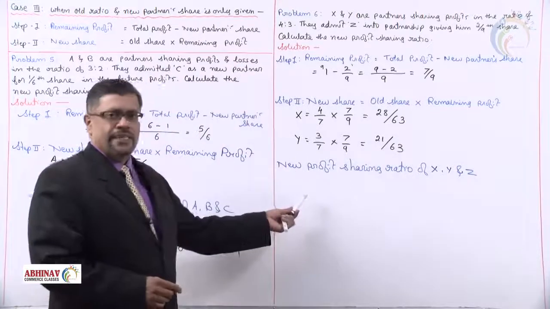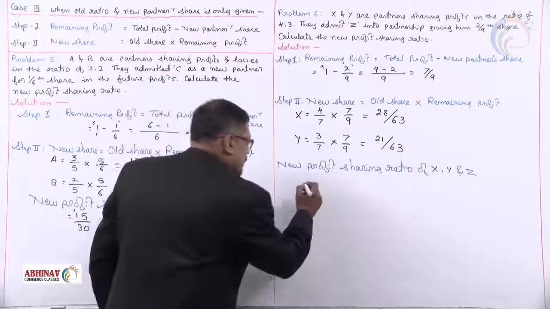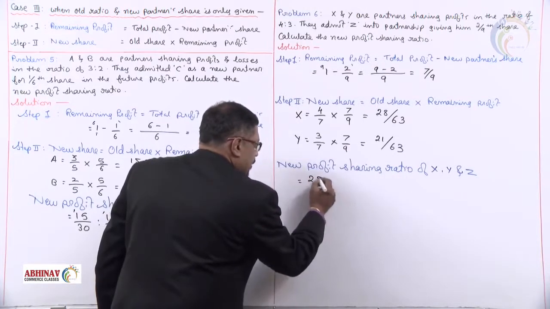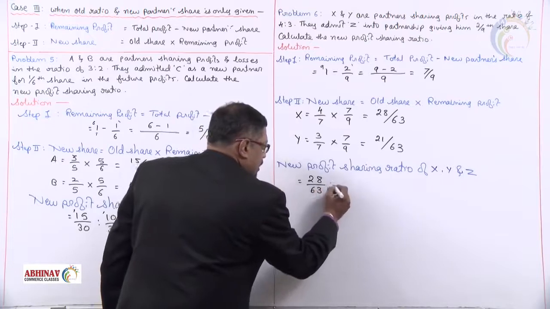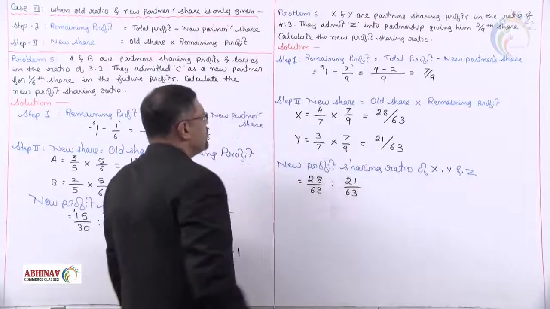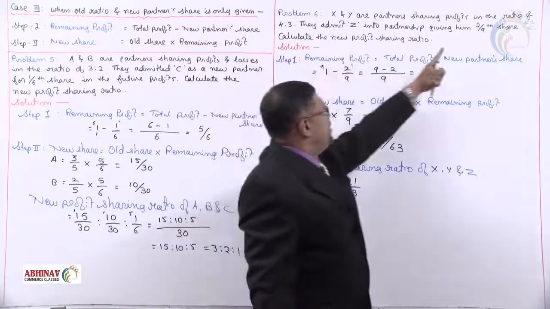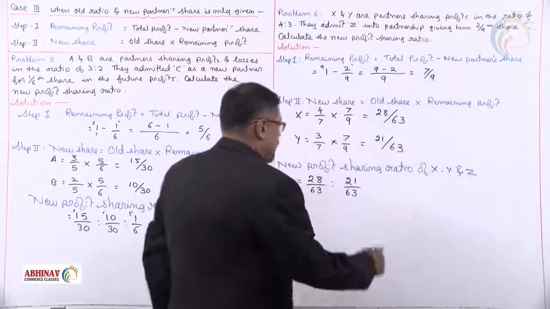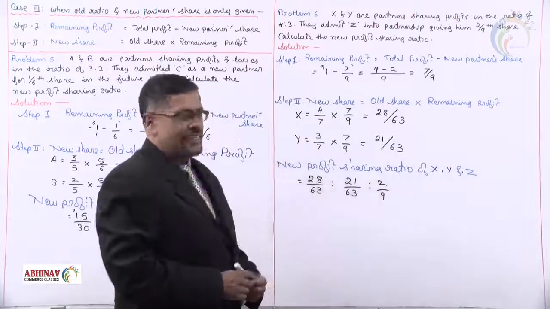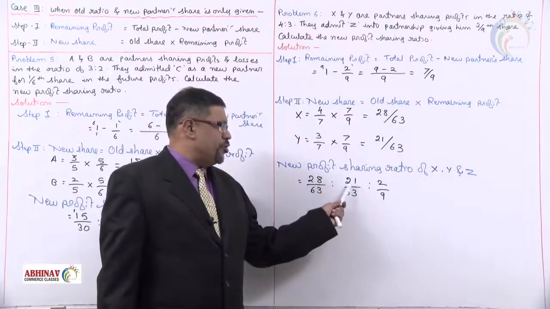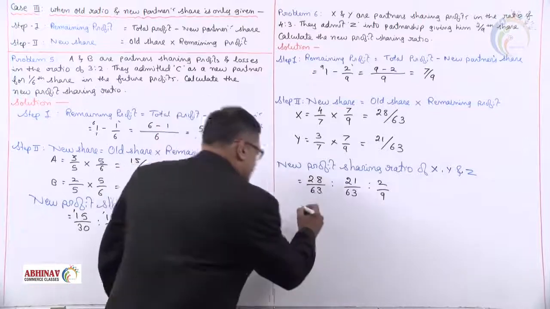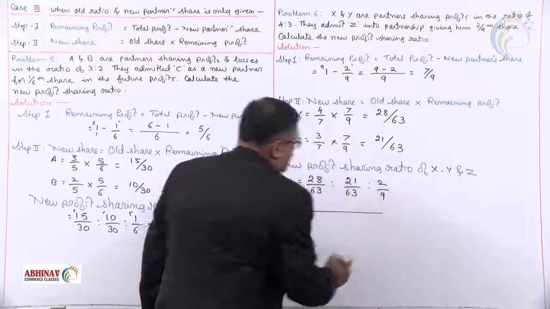Now let us put that in the new ratio, that is of X, Y and Z. New share of X, 28 divided by 63. New share of Y, 21 divided by 63. And Z's share is already given to us in the problem as 2 upon 9. We can't say that the ratio is 28 is to 21 is to 2 because the denominator is not the same. So let us go for LCM.